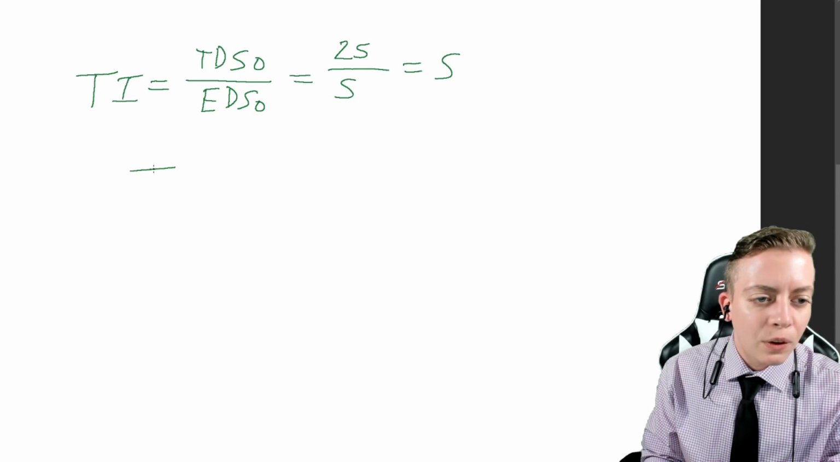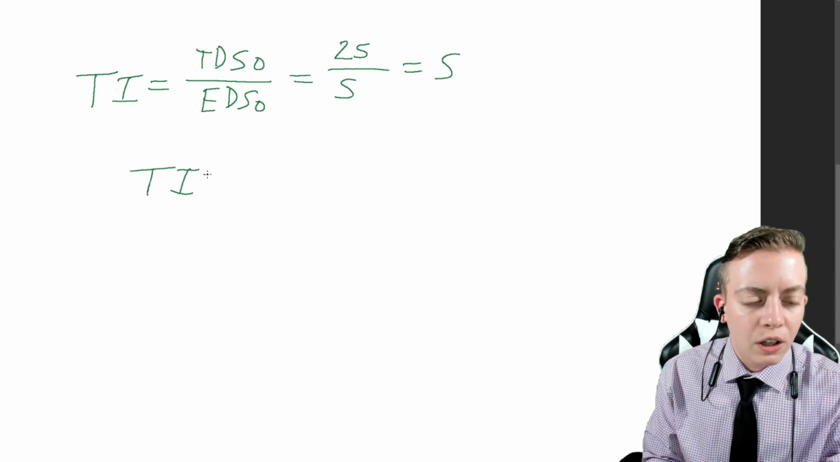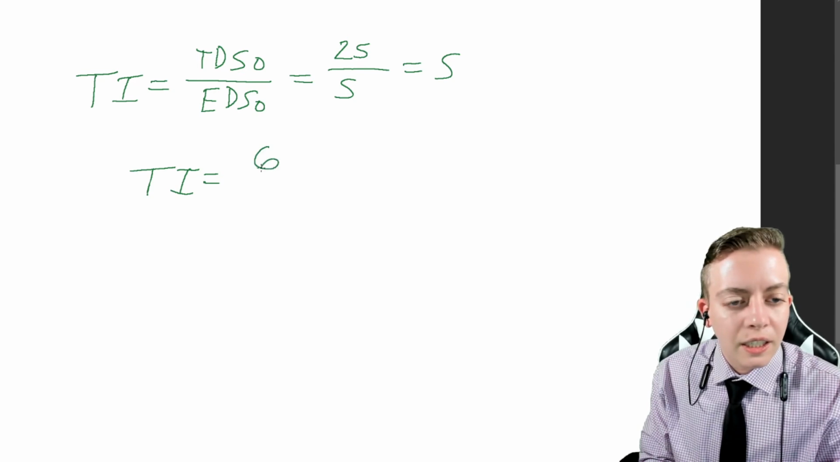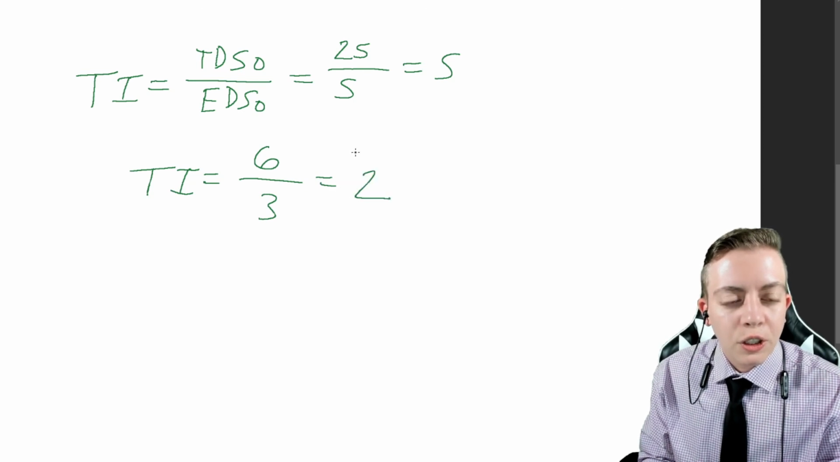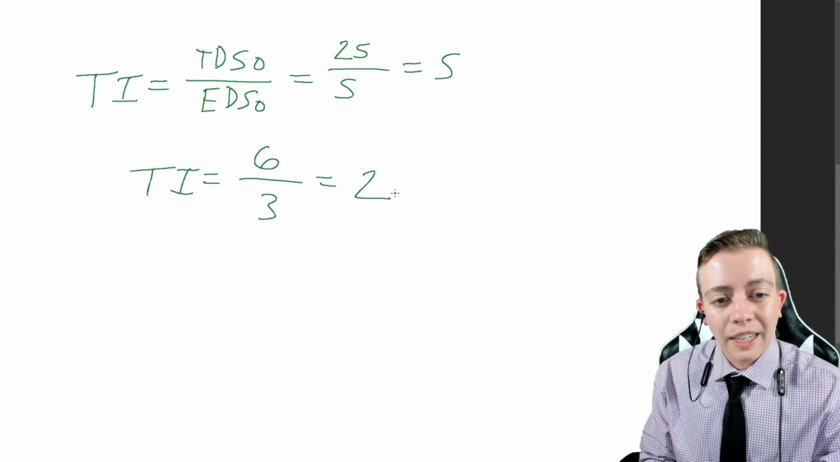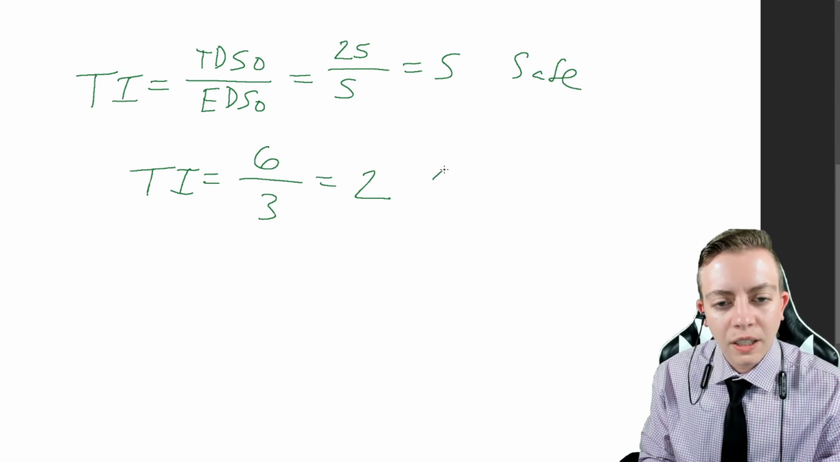Let's say we have a different drug now where our TD50 is 6 and our ED50 is 3. So our therapeutic index is 2. So, right, this gap is smaller. So it's less likely that we're going to get a good effect without toxicity in this drug, whereas this drug's going to be pretty safe. This drug's going to be pretty not safe.